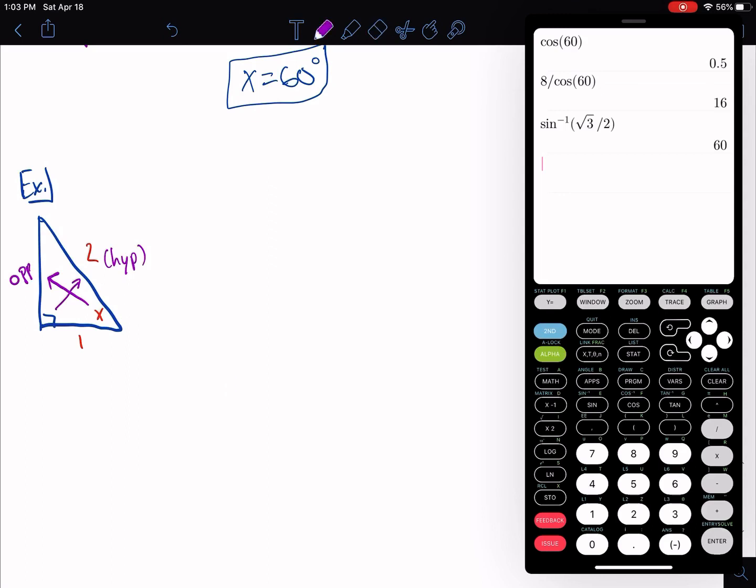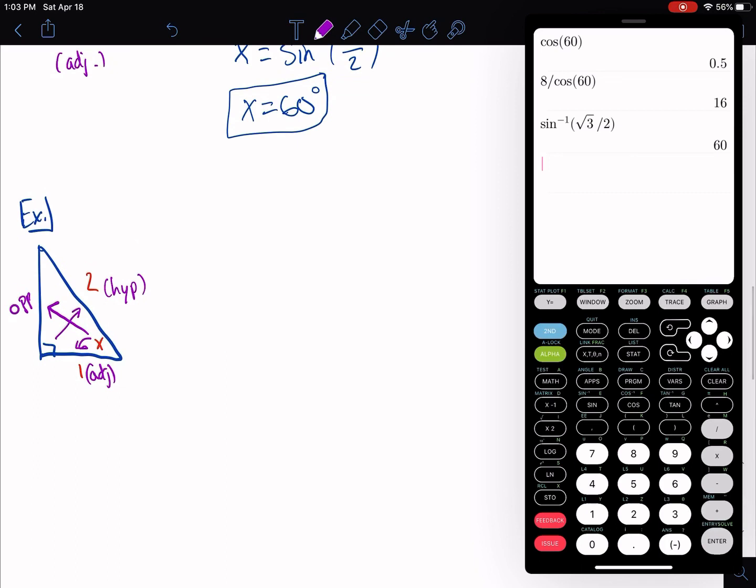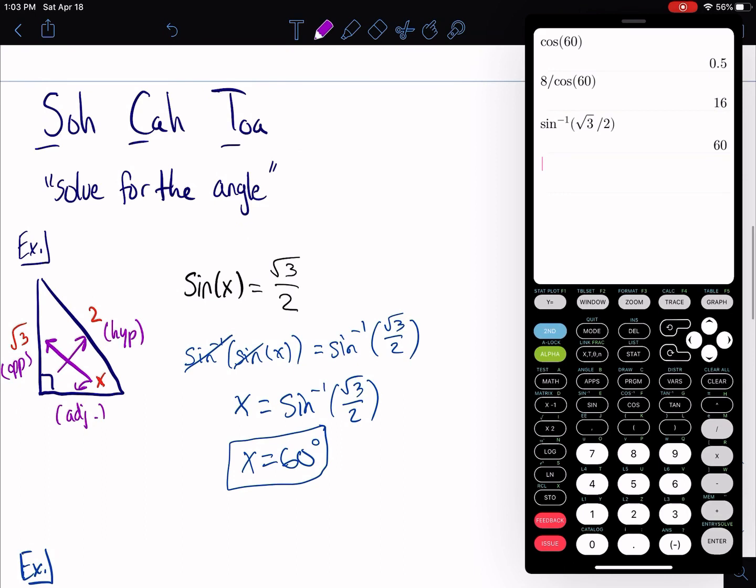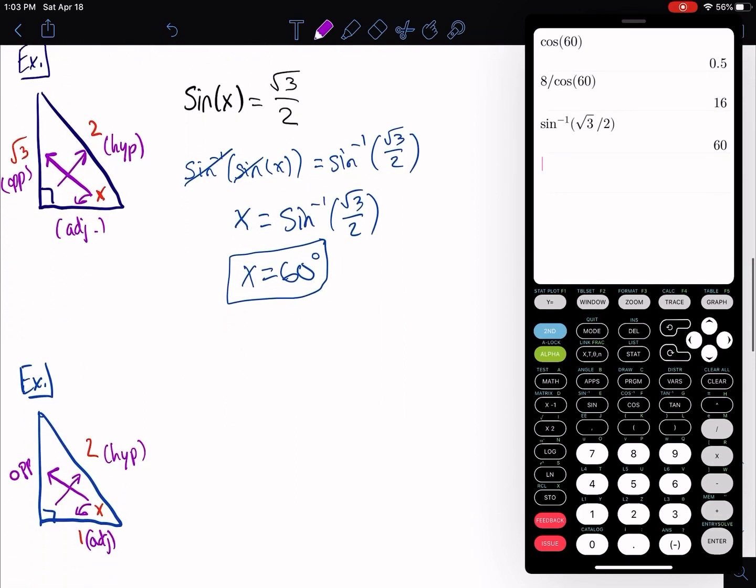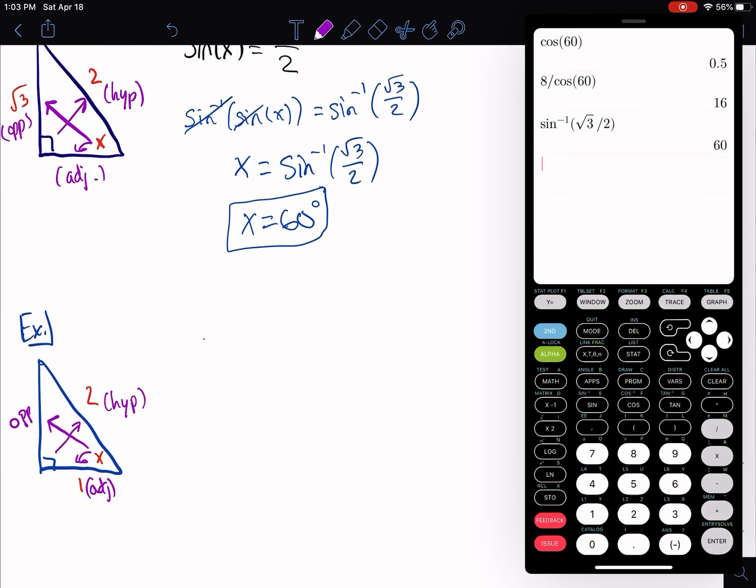And then I've got this 1 next to the x, so that is my adjacent side. Okay, so now the question is, which trig ratio uses adjacent and hypotenuse? Because those are the two sides that I have information on. So again, that's why you have to write this Soh Cah Toa on the top of your paper, but the adjacent side and the hypotenuse are going to use cosine. So we're going to get the cosine of x is equal to the adjacent over the hypotenuse, so 1 over 2.